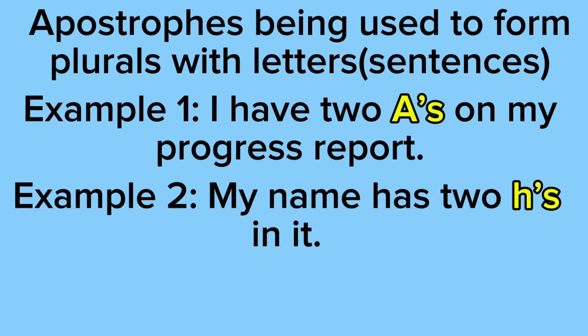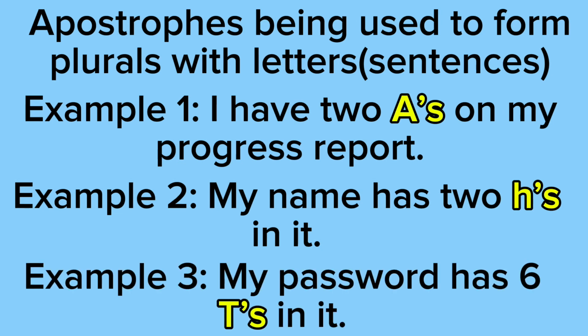Example 2 says my name has 2 H's in it. As you can see, we use the apostrophe in between the H and the S to show that there is more than one H in my name. Example 3 says my password has 6 T's in it. As you can see, we use the apostrophe in between T and S to show that my password has more than one T in it.